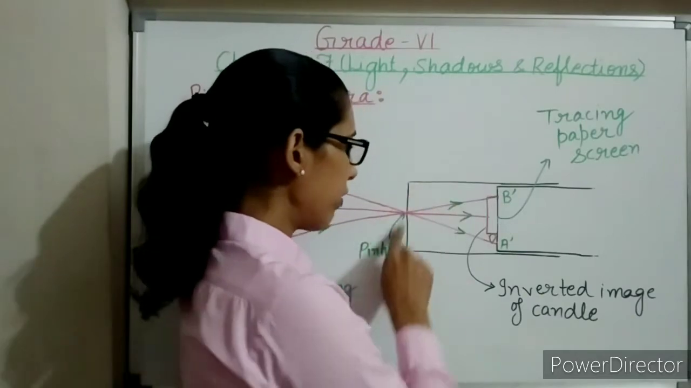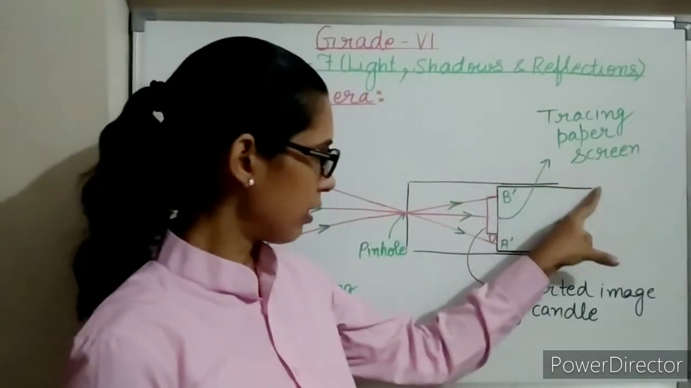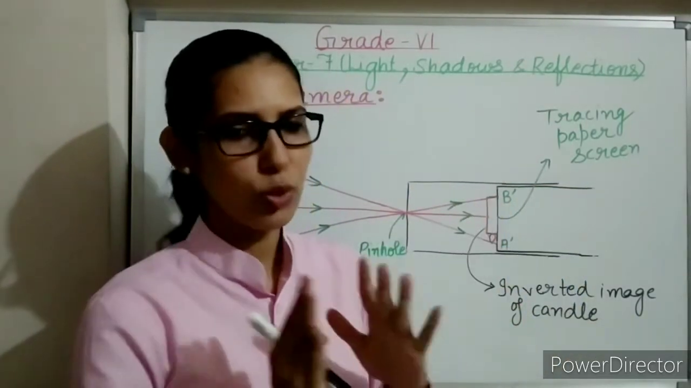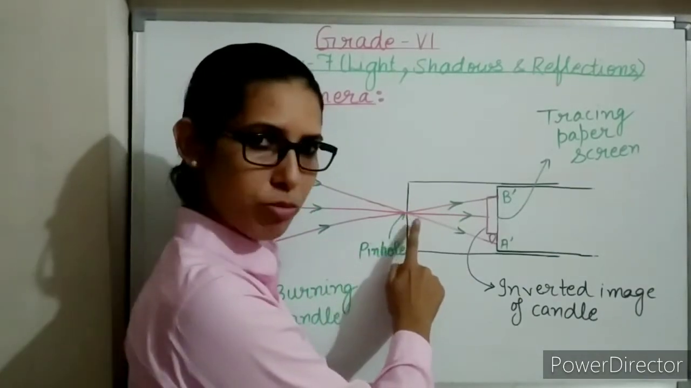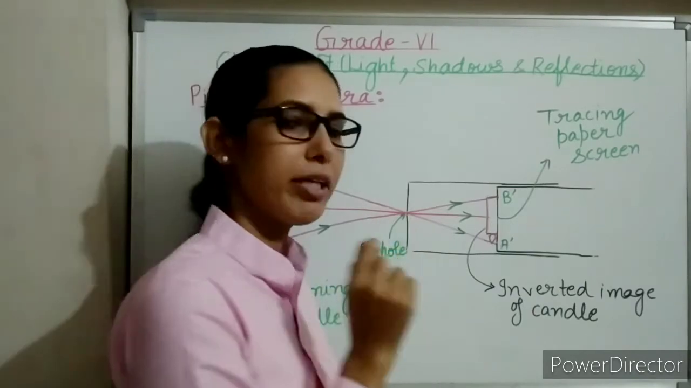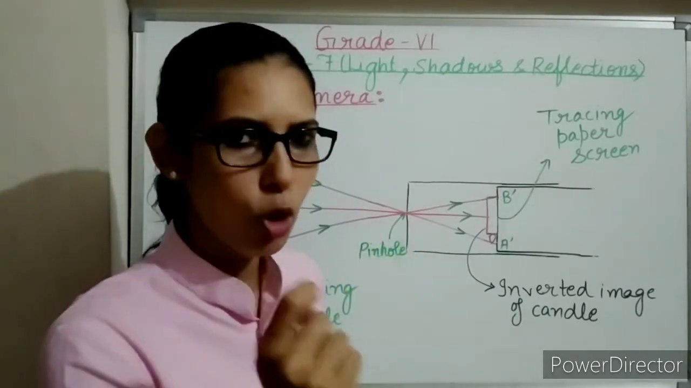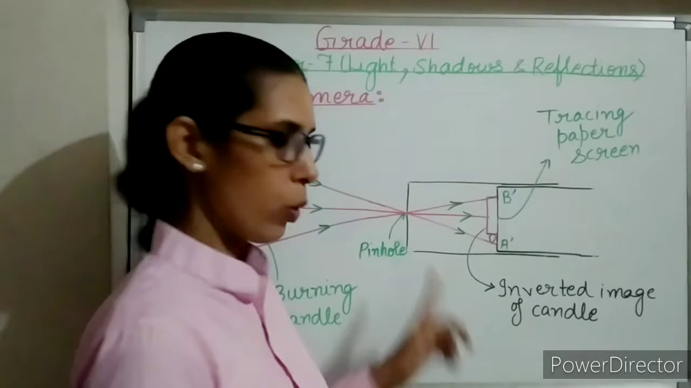Okay, and now cover all the sides of these boxes with black chart. Now coming back to the larger box. Here in the center make a pinhole. Pinhole means make a very small hole here in the center on one side.